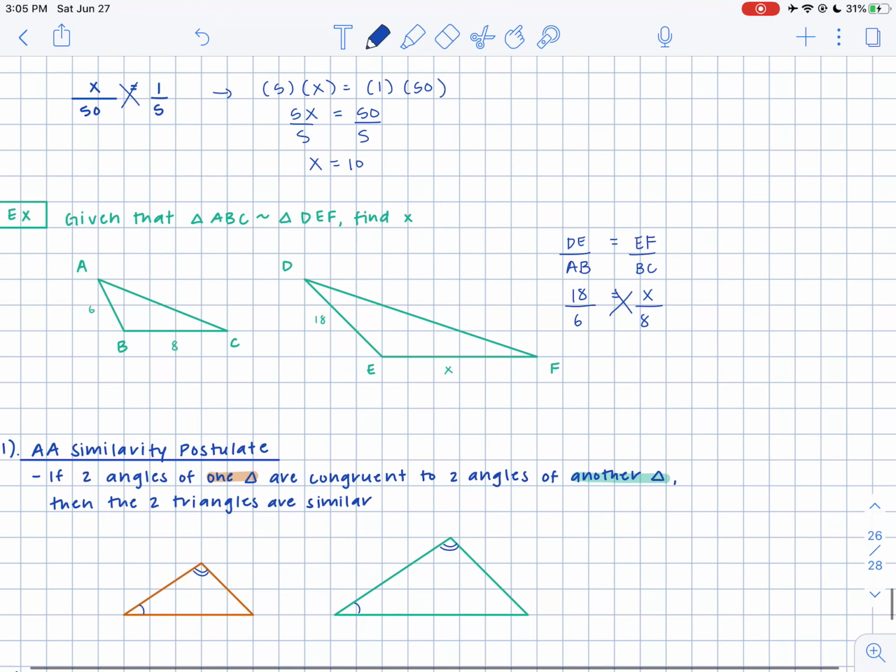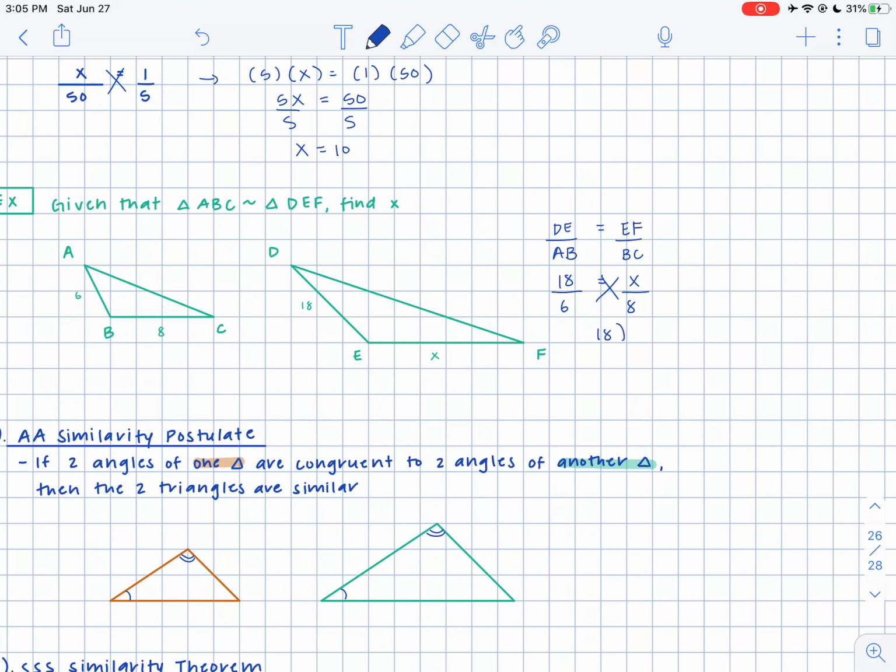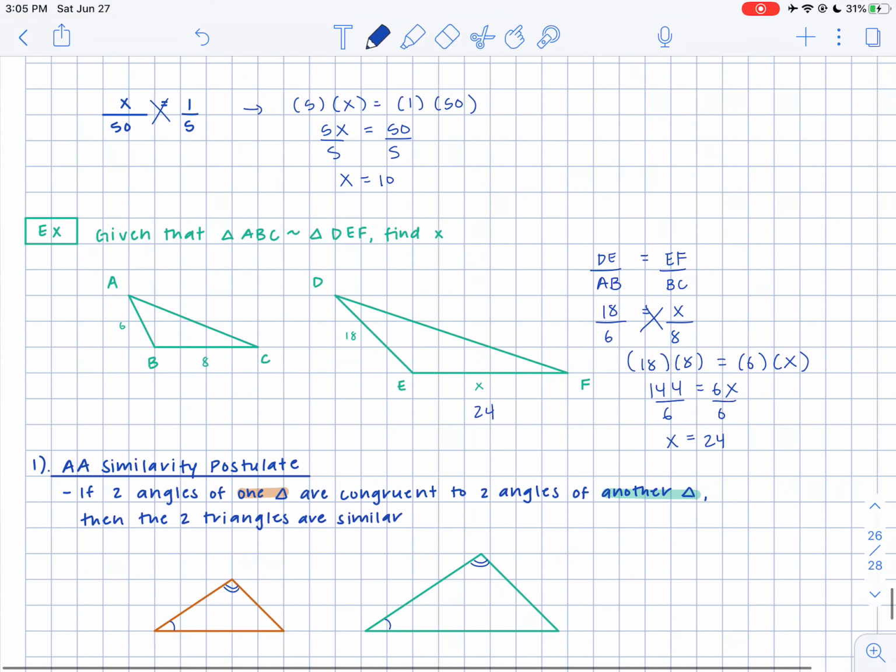So again, we'll just use the cross product property. So 18 times 8 equals 6 times x. Okay, and 18 times 8 is, I don't know off the top of my head, 144, equals 6x. Again, solve for x, and 144 divided by 6 will give us 24. So our missing side is 24. Understanding how to set this up and then how to solve for x using the cross product will allow you to solve for a missing side.